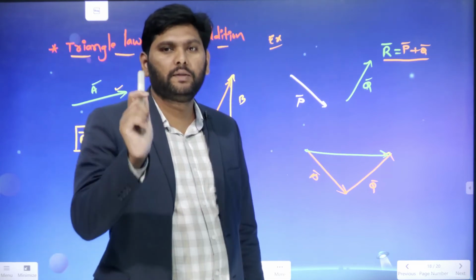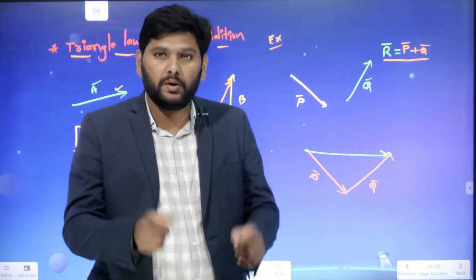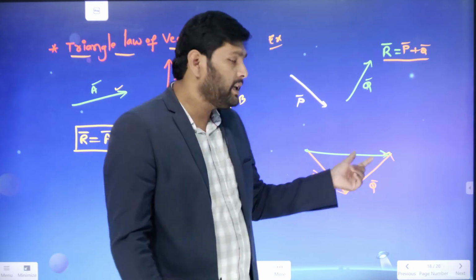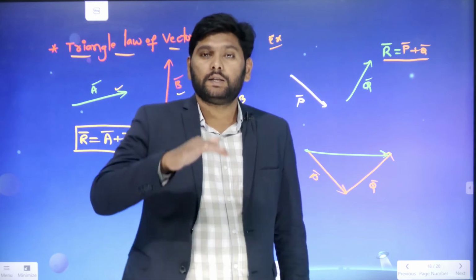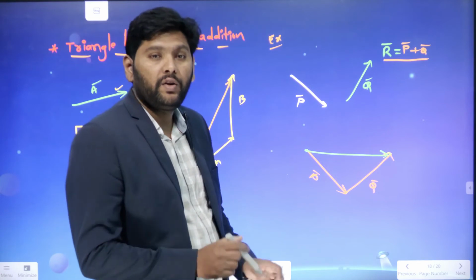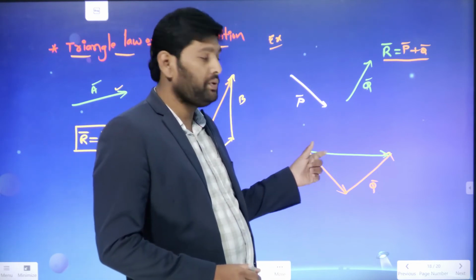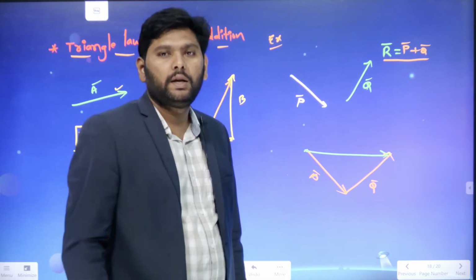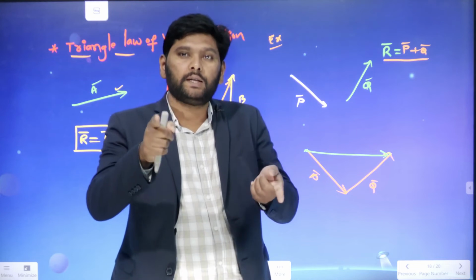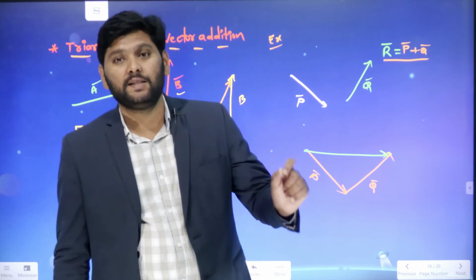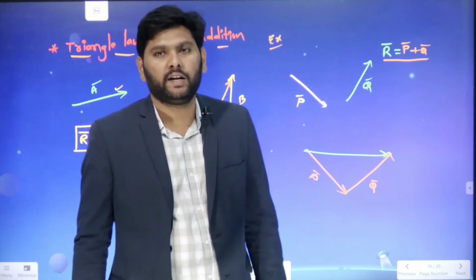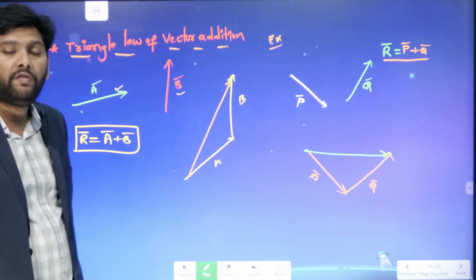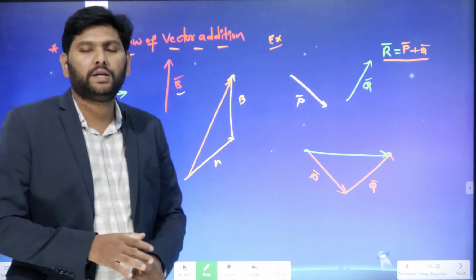One more time I am repeating the triangle of vector addition statement. When two vectors form a triangle's sides, the closed side, from the first vector tail to the second vector head, will give you your resultant, magnitude wise as well as direction wise. This is your triangle of vector addition, and these are the examples related to it. I hope you have understood, children.